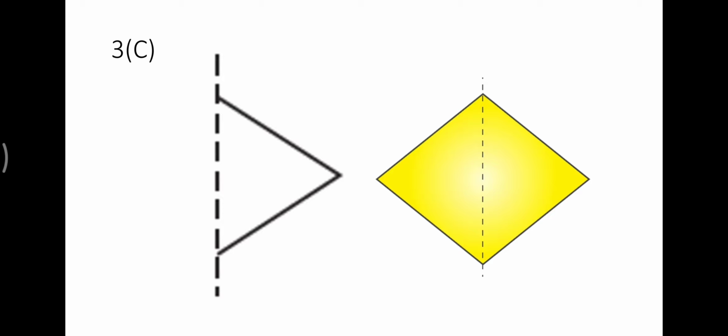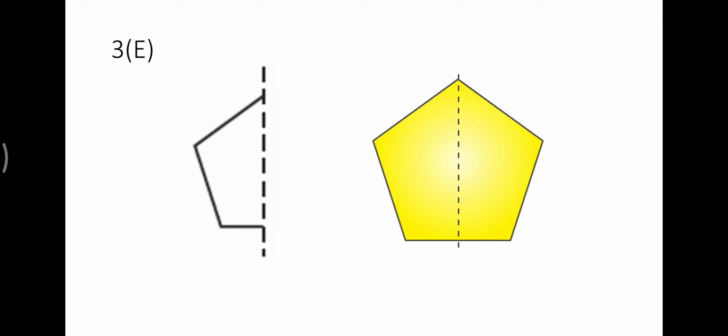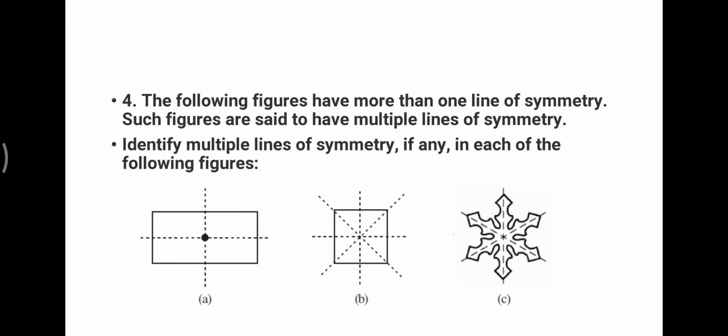In C part half triangle is given. When we reflect we will get a rhombus. And in D part there is a half circle. When we reflect it will become a full circle. In E you can see half pentagon is given. Now it will become a full pentagon. In F you can see half octagon is given. When we reflect it will become a full octagon.